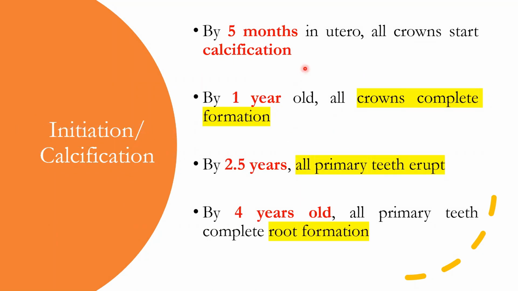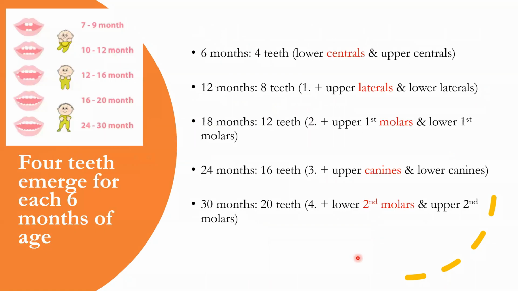The initiation of calcification is by 5 months in utero, and all crowns start calcification at this age. By 1 year old, all crowns complete formation, and by 2.5 years of age, all primary teeth would have erupted into the oral cavity. The root completion happens usually 1.5 to 3 years after the tooth has erupted into the oral cavity. So by 4 years old, all primary teeth complete root formation.